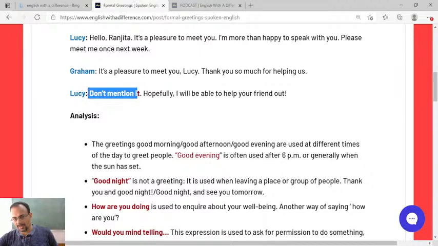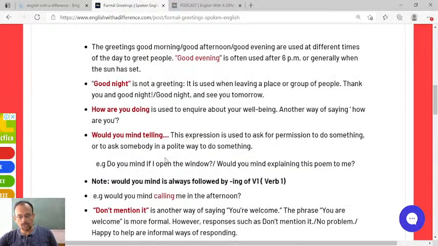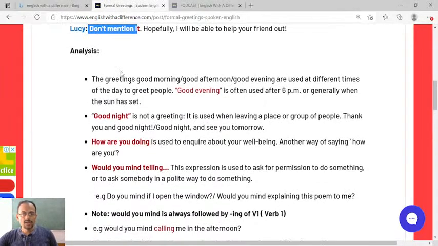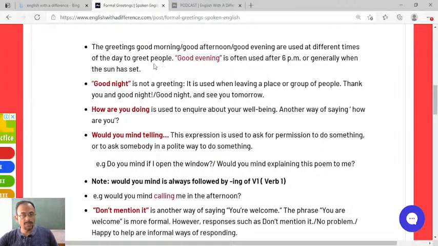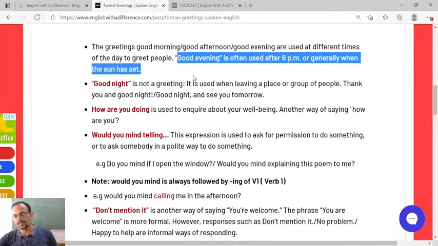Okay, so now let us analyze some of the standard expressions that we have learned today. I already explained, but again as a recap, let us know some of the standard expressions that we have learned in this conversation so far. The greetings good morning, good afternoon, good evening are used at different times of the day to greet people. Good evening is often used after 6 p.m. or generally when the sun is set. So good evening you can use especially when the sun has set.